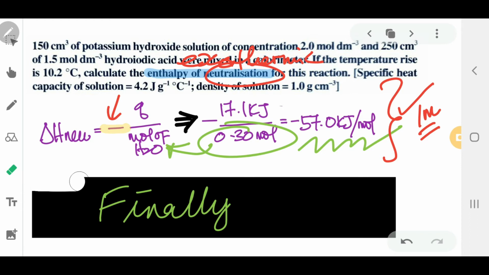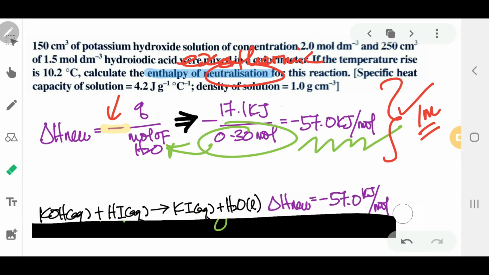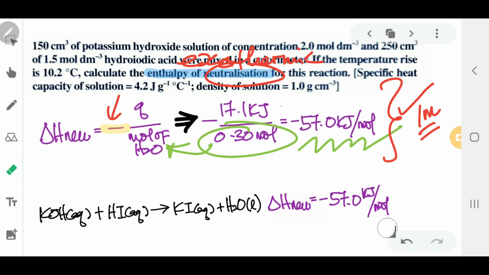And to conclude your answer, you have to write together with the whole thermochemical equation like this. Okay. Do remember the negative sign, because this is heat or enthalpy of neutralization, exothermic reaction. And thus, with this, you get another 1 mark.